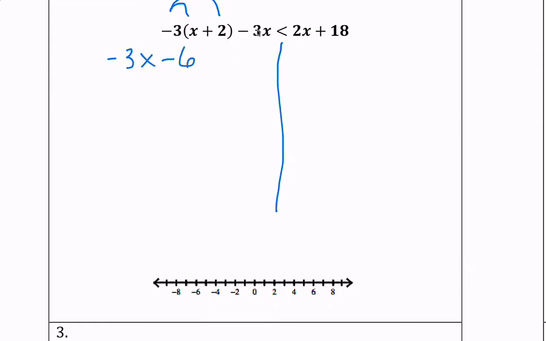And notice this minus 3x is not inside the parentheses, so all I'm going to do is drop it down. Yes, we did multiply by a negative, but it was only on one side. It did not happen on both sides, so there is no reason to flip our sign. The right-hand side is just going to drop.